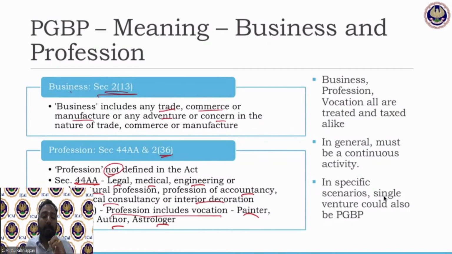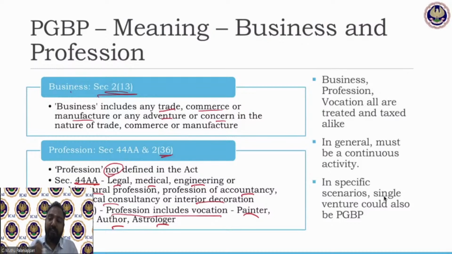So what are they? As we said, legal, of course, a lawyer; a doctor, that's what we call medical; engineering, an engineer; architectural profession and interior decorator, who are involved in construction of buildings and other things. Profession of accountancy, that's what we are, right? So we are all in the profession of accountancy, and any technical consultancy, that is, any consultancy which requires technical knowledge. So this is what you mean by profession.